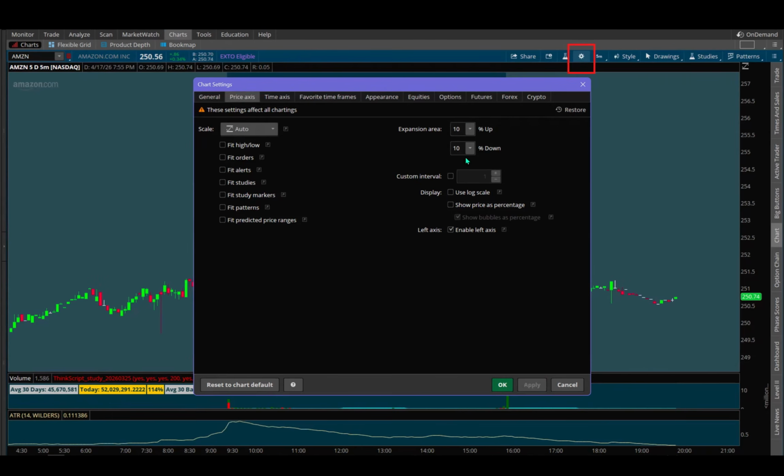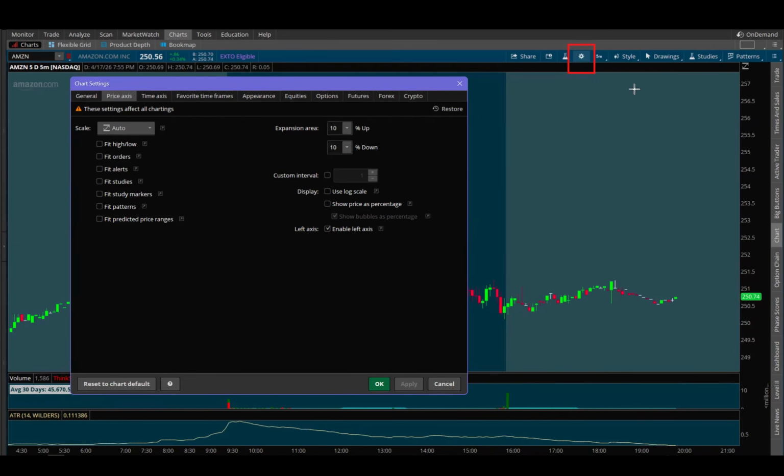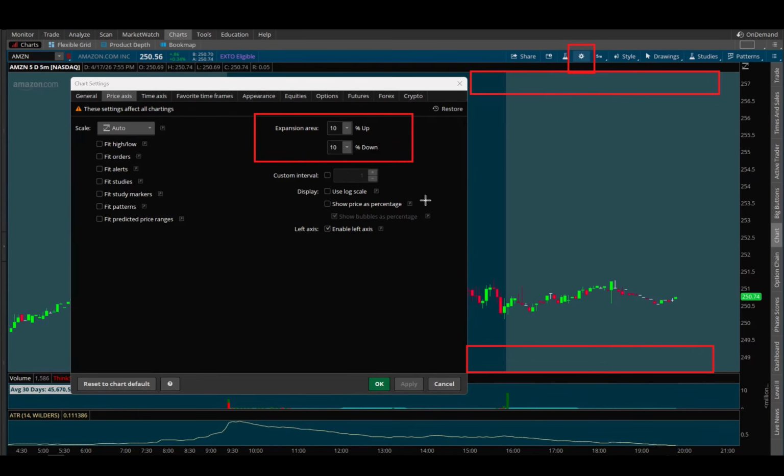I have a certain expansion area, which means that the price is going to stay about 10% off from the top, 10% from the bottom, so that it's in the middle of the range. So it has a little bit of compression. That's why I have the expansion area the way I do. We have it scaled to auto, so we don't have anything fitting the high and low of the chart. It's all in the middle of the range, as I've just shared with you.